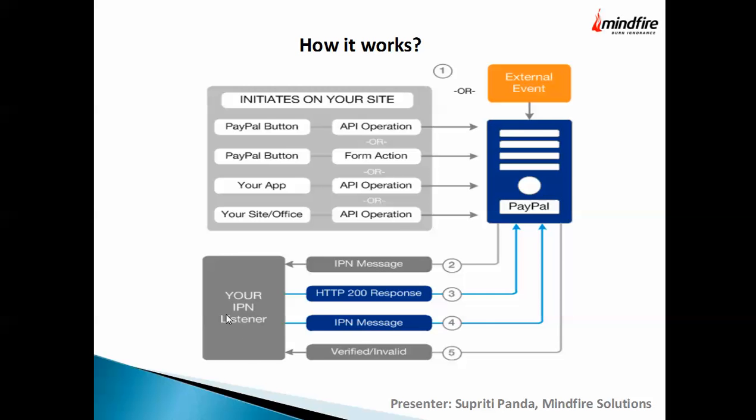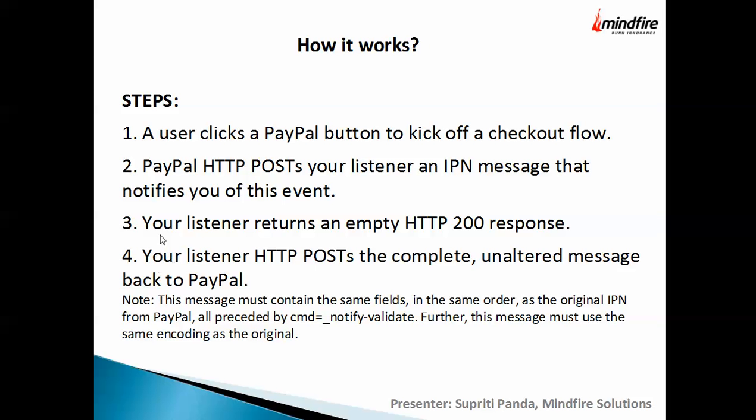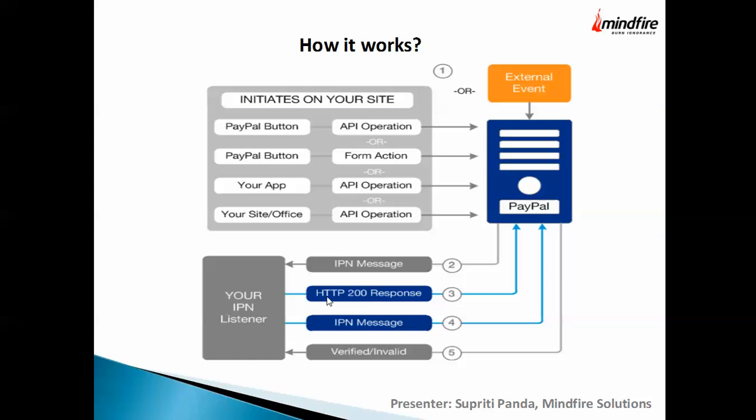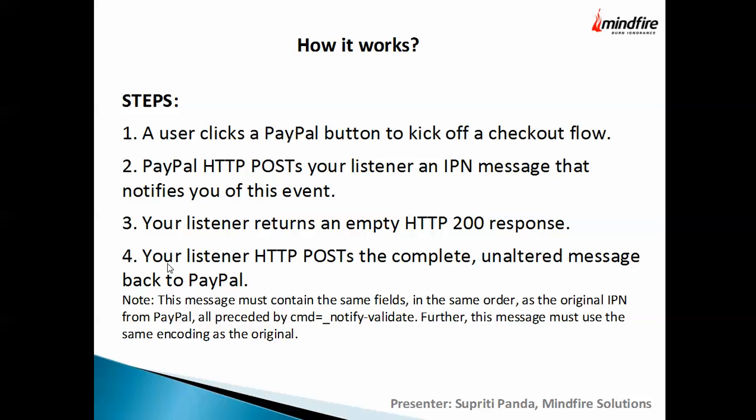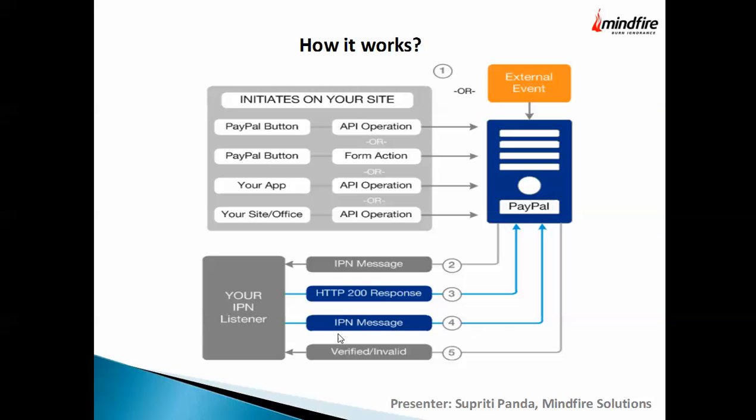Then the third step is your listener returns an empty HTTP response acknowledgement. Your IPN listener will send back an HTTP 200 response. Then your listener HTTP posts the complete unaltered message back to PayPal. This is the fourth step. To check whether the message has come from PayPal or not, it will send the same message that it got from PayPal back to PayPal again.